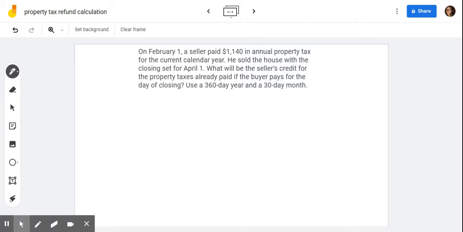First, we know that he paid $1,140 in annual property tax. Okay, so this is how much he paid. Now, we know the way the tax people are going to refund it is based on month. So I see he paid on February 1st, and technically the last day he's going to pay is March 31st. But we're pretending that all of February and all of March only have 30 days. So we're going to call that 2 months.